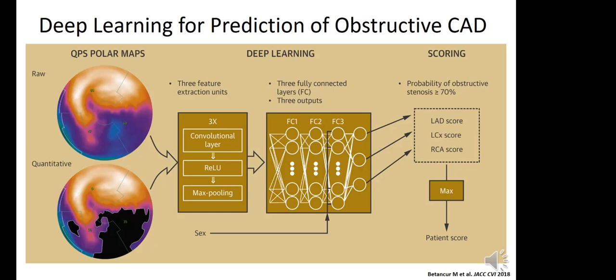The investigators used 3 feature extraction units as well as 3 fully connected layers for 3 outputs, each corresponding to the probability of obstructive coronary artery disease in one of the 3 major coronary arteries: the left anterior descending artery or LAD, the left circumflex, or the right coronary artery, or RCA.